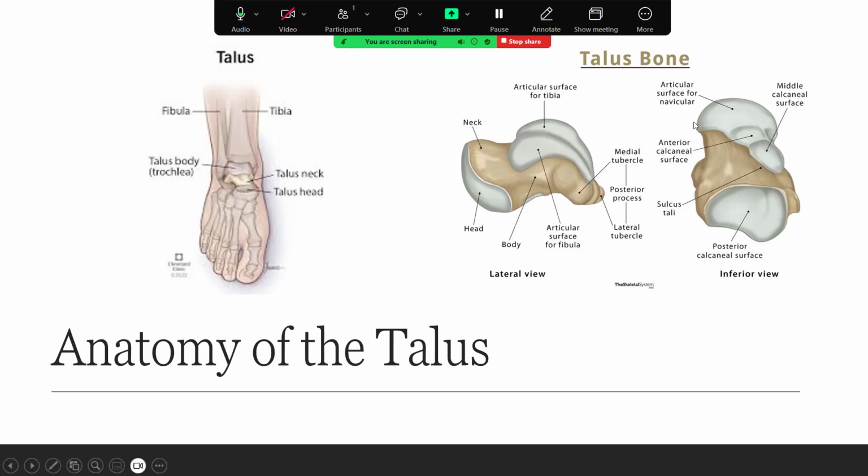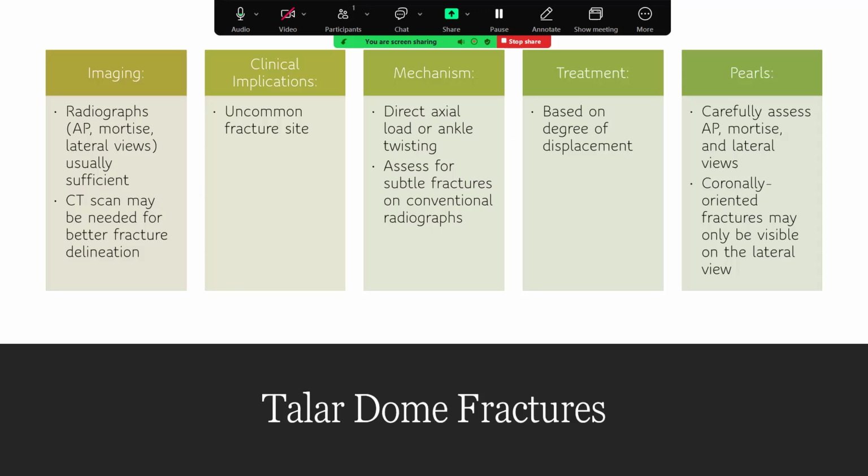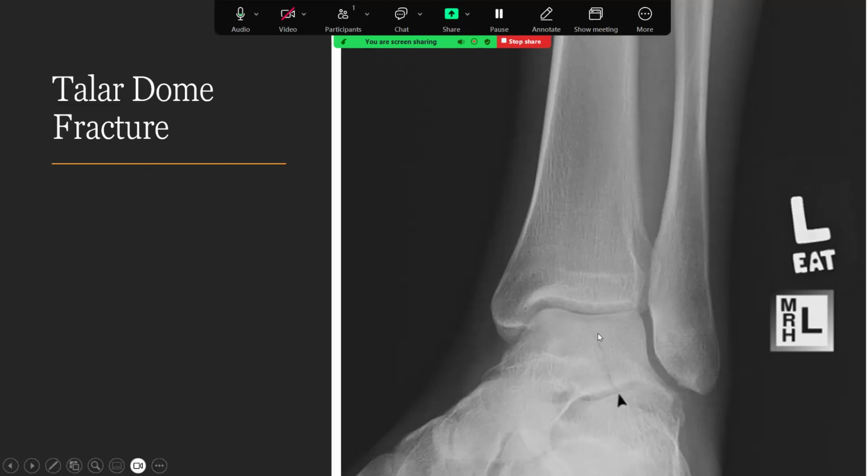So if you haven't had a good look at the talus, this is a good time to have a good look at it. But most of us will see it on X-ray and recognize it there. All right. So what we're going to look at first is a talar dome fracture. So let's just go ahead and have a look at the fracture itself, right? So talar dome fractures can be of two types.